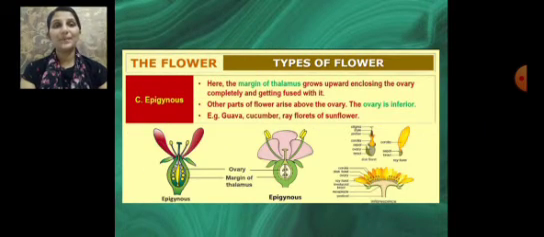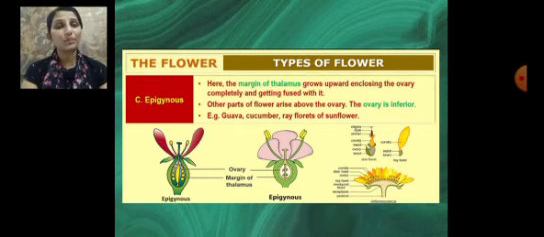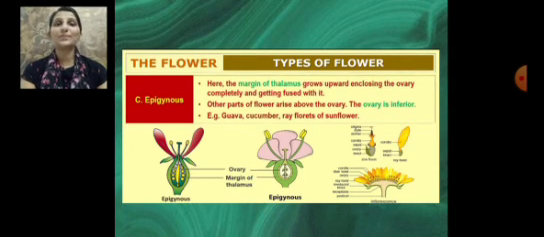And the last type of flower, based on the position of ovary and the other floral parts, is called an epigynous flower. Here the margin of the thalamus grows upwards. This is the thalamus, and it is growing upwards, and completely covering the ovary, and the thalamus gets fused with the wall of the ovary, and the other floral parts arise from above the ovary. And in such a case the ovary is inferior. Why? It is occupying the below position, and the other floral parts are arising from above it. And such a flower is said to be epigynous, and the ovary is said to be inferior. And such flowers are seen in guava, cucumber, sunflower.